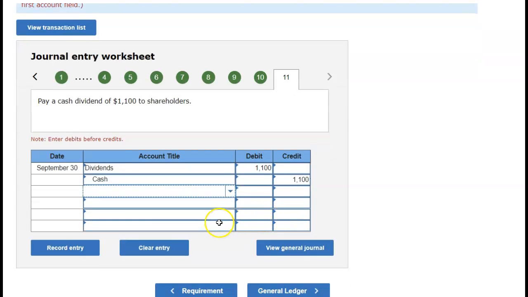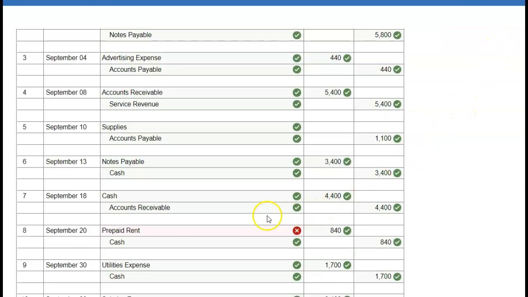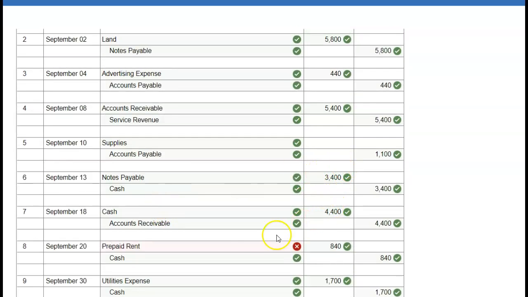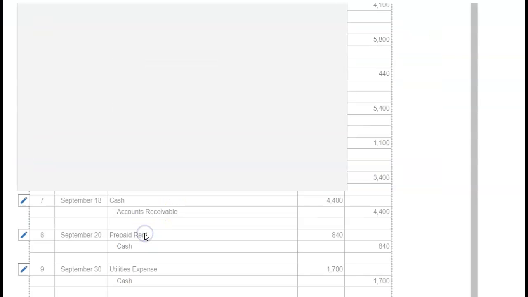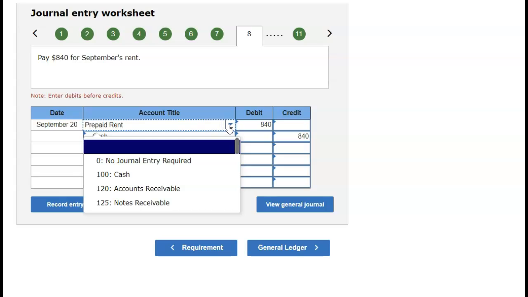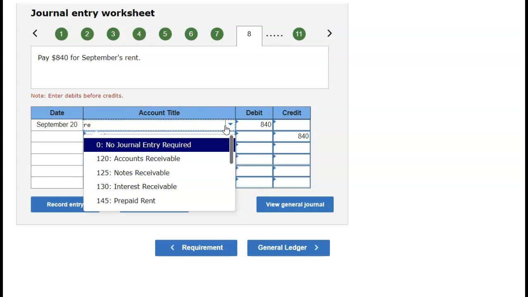Okay, now we've done the entry portion of this. We can hit check our work to see how we're doing. And the only thing they're objecting to is the prepaid rent, it looks like. So if it's not prepaid rent, then it's rent expense. So go back to prepaid rent. They're not using a prepayment, we're just paying it off as an expense. Okay, so let's make this rent expense.